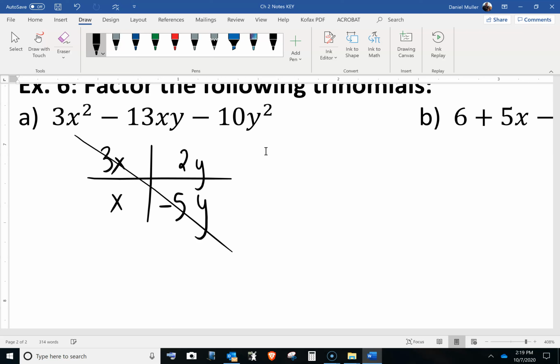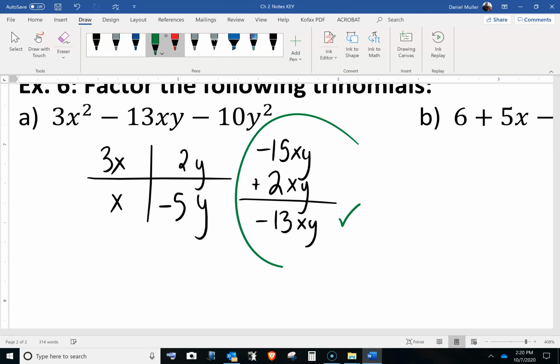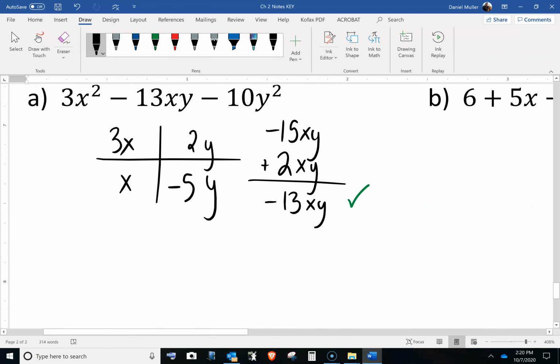Now my diagonals, now that I know this is going to work, this is going to be a negative 15xy, because x times y is the xy, and then the 3 and 5 is 15. And this diagonal, 1 times 2 is 2, with another x and another y. So if you were to add these, you'd get negative 13xy, which is my middle term. Exactly, with all the numbers and the letters. Now again, you don't need to do this step, but it's just easier for me to explain it, and you guys can see it.